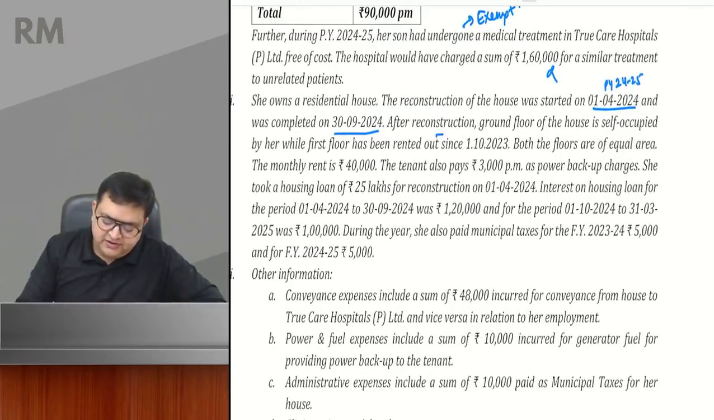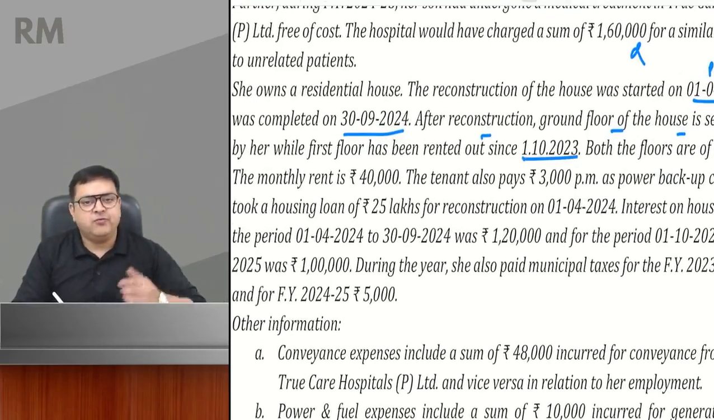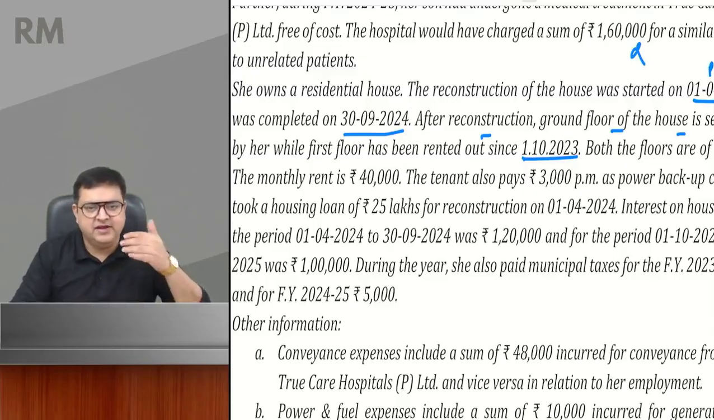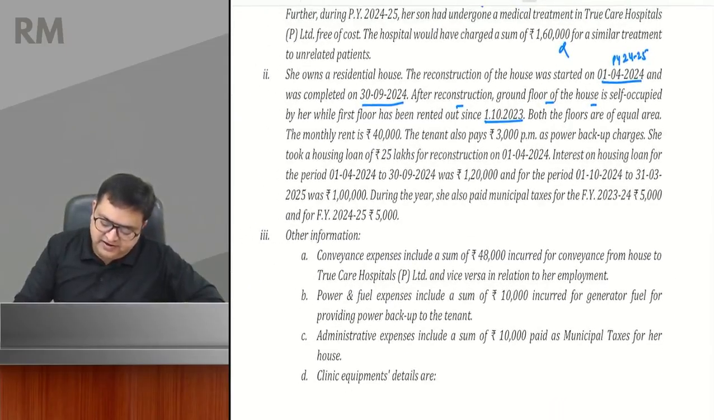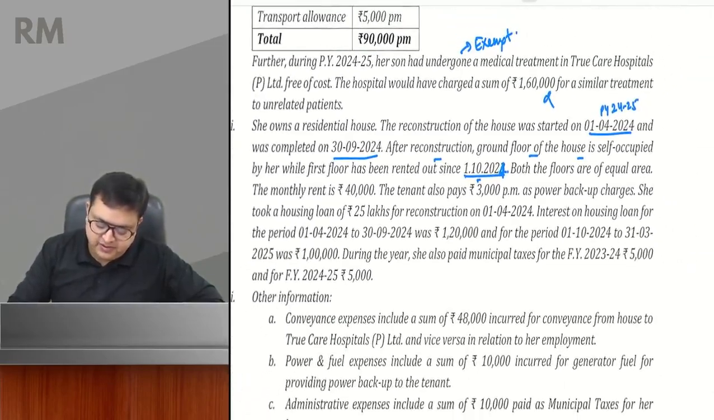After reconstruction, the ground floor of the house is self-occupied by her, while the first floor has been rented out. So from October, we have let out this portion. We have done a reconstruction, the ground floor we occupied, and the first floor we let out. It is let out from 1st October 2024 onwards.